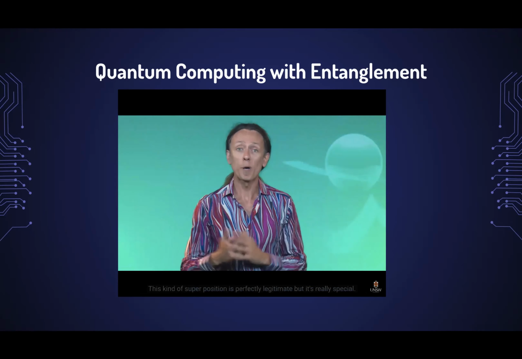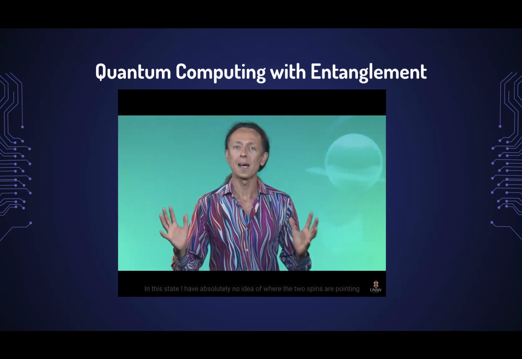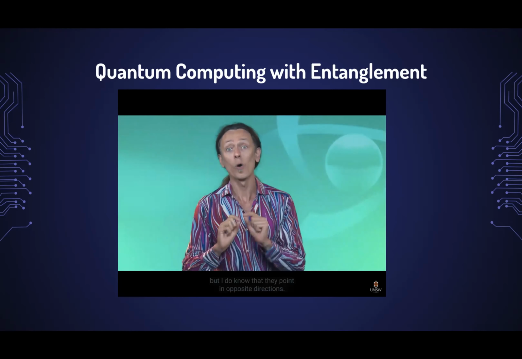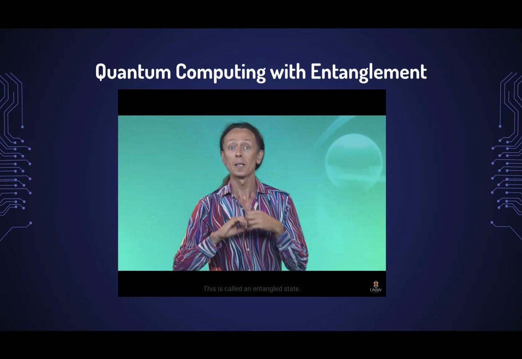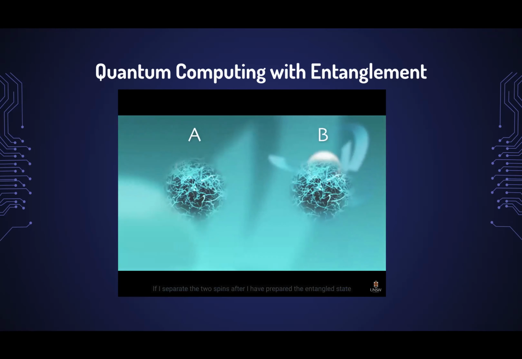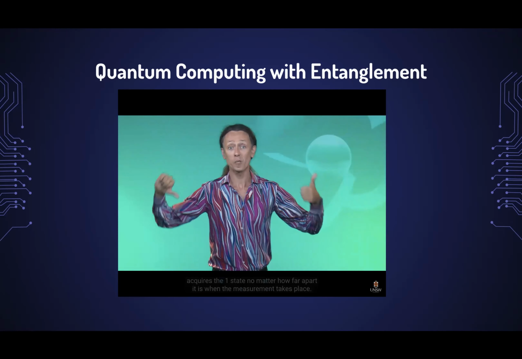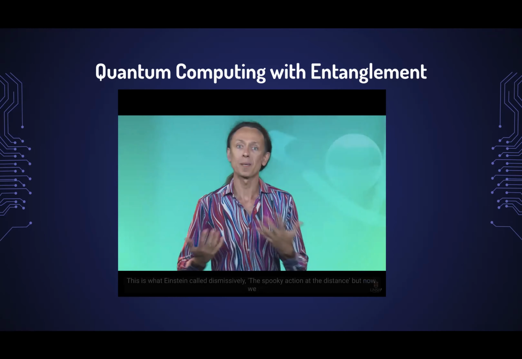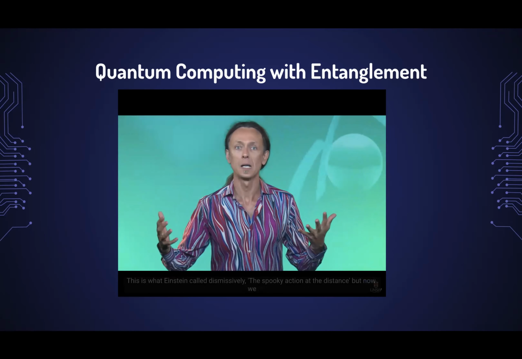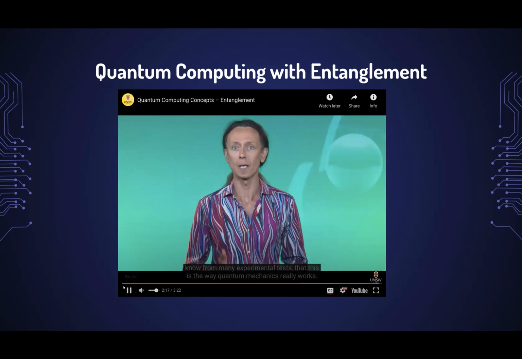This kind of superposition is perfectly legitimate, but it's really special. In this state, I have absolutely no idea of where the two spins are pointing, but I do know that they point in opposite directions. This is called an entangled state. If I separate the two spins after I have prepared the entangled state, and I measure, for example, spin A, and I find it in the 0 state, then instantly spin B acquires the 1 state, no matter how far apart it is when the measurement takes place. This is what Einstein called dismissively the spooky action at a distance. But now we know from many experimental tests that this is the way quantum mechanics really works.